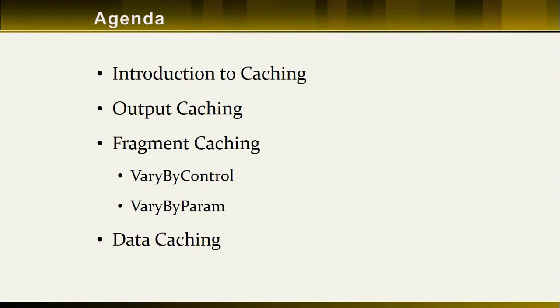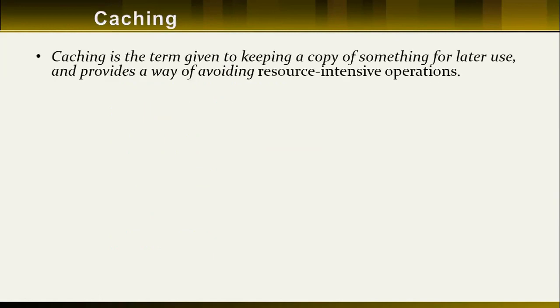Okay, there are 3 types of caching available in ASP.NET. 1, output caching. 2, fragment caching. 3, data caching. That's all. I wanted you to understand the idea here, guys. So let me quickly finish that part. What is caching? Keeping a copy of something for later use.